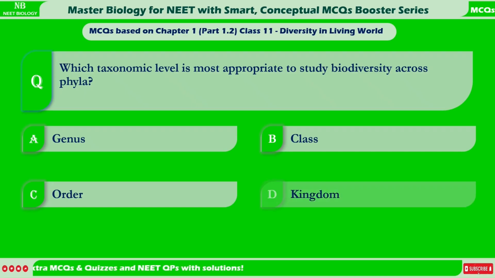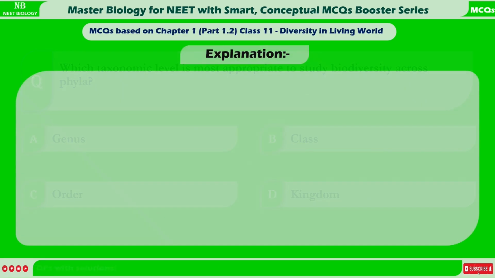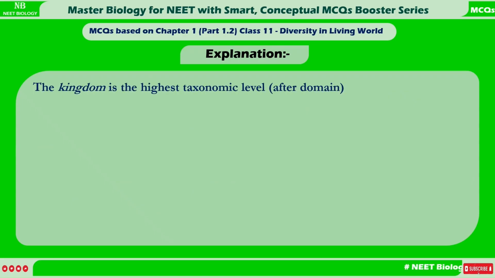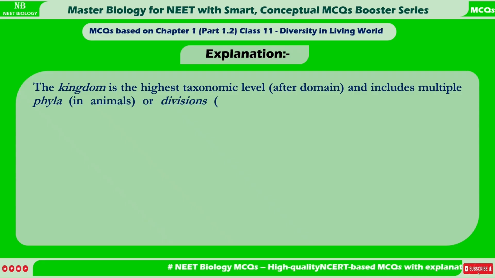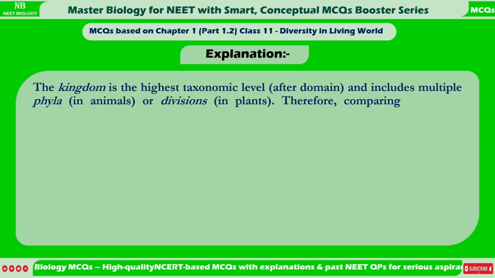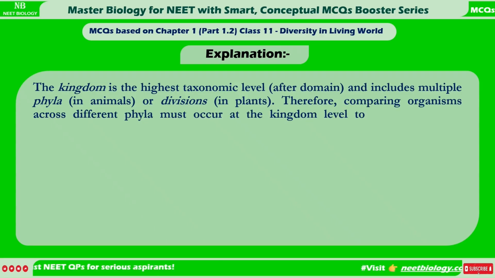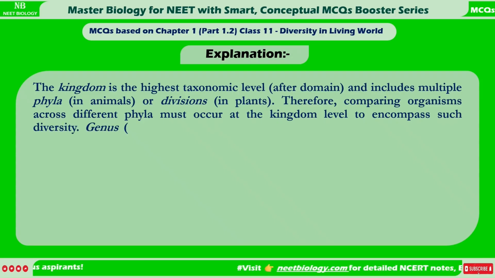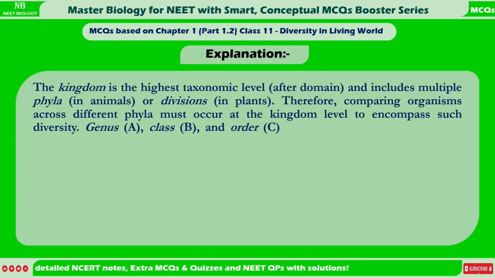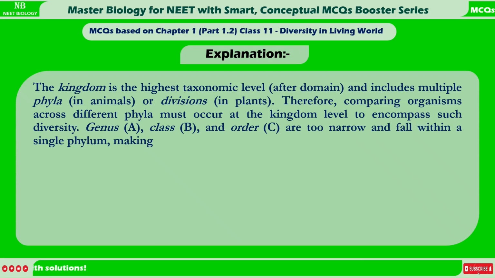Correct answer is D. Kingdom. Explanation: The kingdom is the highest taxonomic level, after domain, and includes multiple phyla in animals or divisions in plants. Therefore, comparing organisms across different phyla must occur at the kingdom level to encompass such diversity. Genus A, Class B, and Order C are too narrow and fall within a single phylum, making them unsuitable for broad biodiversity comparisons across phyla.